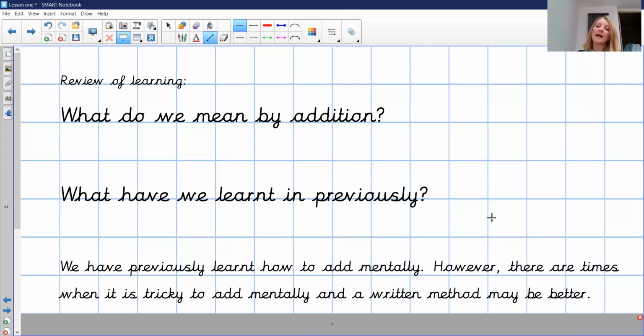So we previously learned how to add mentally. However, there are times when it is tricky to add mentally, and a written method may be better. It's a really good way of checking your answers as well. Okay, maybe you can have a think about what additions you could do mentally and which ones you couldn't. So would you always use a written method, or would you always use a mental method of addition? It really depends on the calculation and the numbers that you are being asked to add.